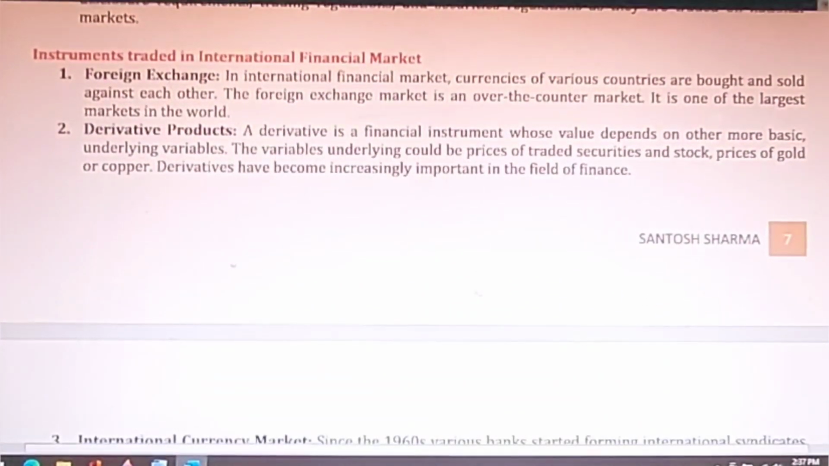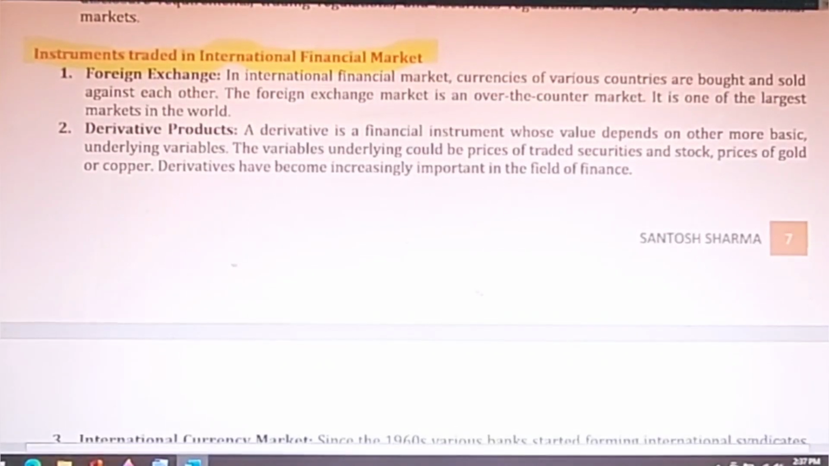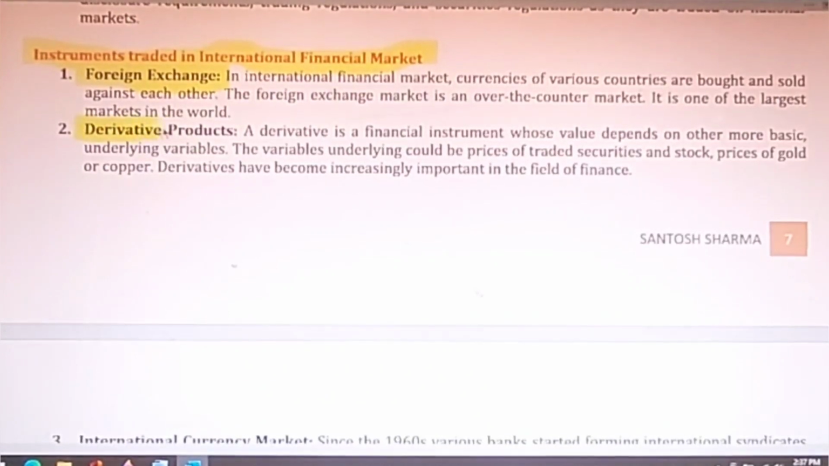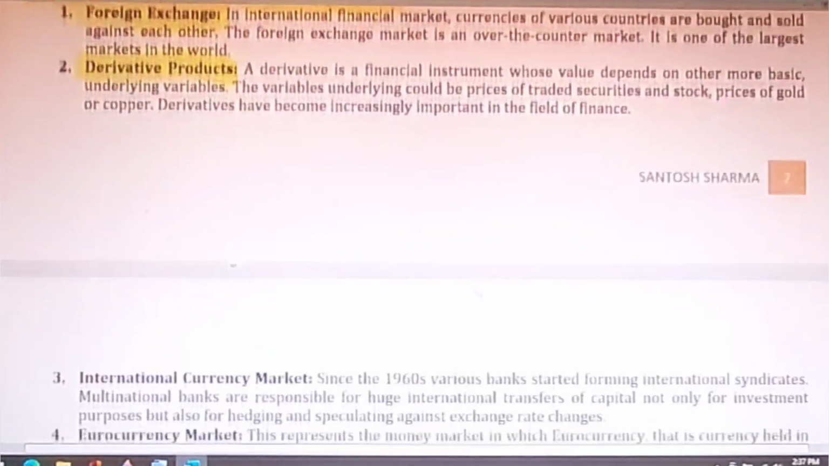And let's see what are the instruments traded in the international financial market. One of the most important questions again. So the basic most important instruments in these markets include foreign exchange, and the second one is derivative product. And let's see some more.